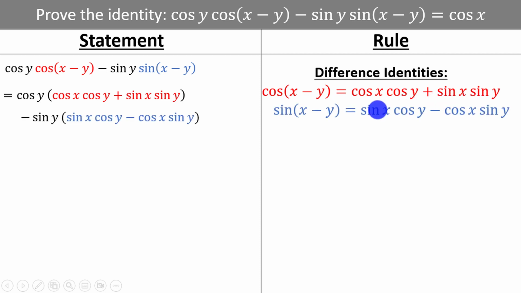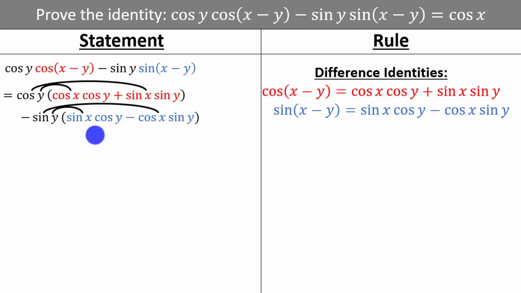The difference identity for sine is sine of x minus y is equal to sine of x times cosine of y minus cosine of x times sine of y. I've simply substituted those into our problem. So where we see cosine of x minus y, I have substituted the difference identity for cosine, and where we see sine of x minus y, I have substituted the difference identity for sine.